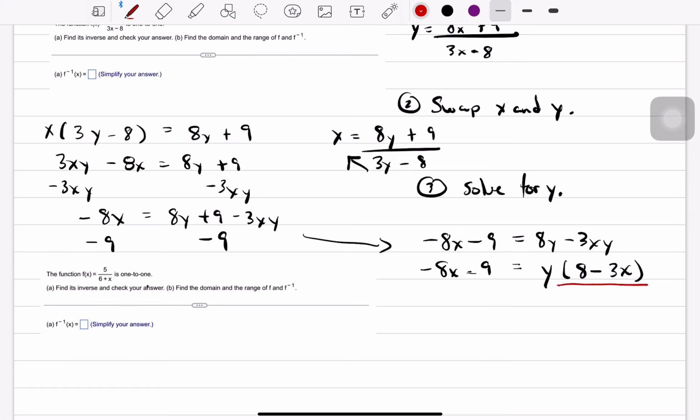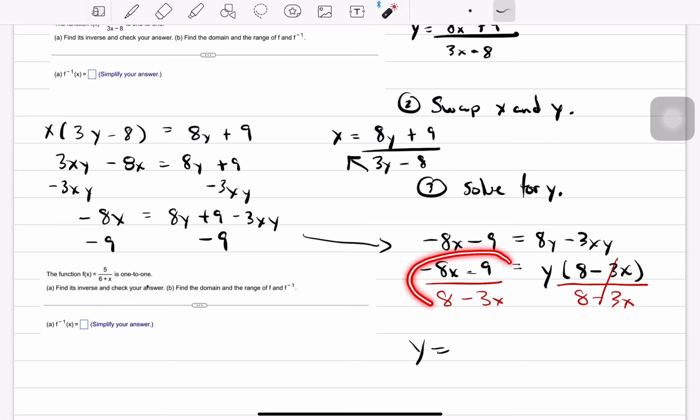Then I divide both sides by 8 minus 3x. Okay. So at this point, we're pretty much done. This right here cancels out. And what I'm left with is y equals, and then it's whatever's on the left. It equals all this junk right here. So again, you see, sometimes it looks gnarly, but if you take it step by step, you should be okay.